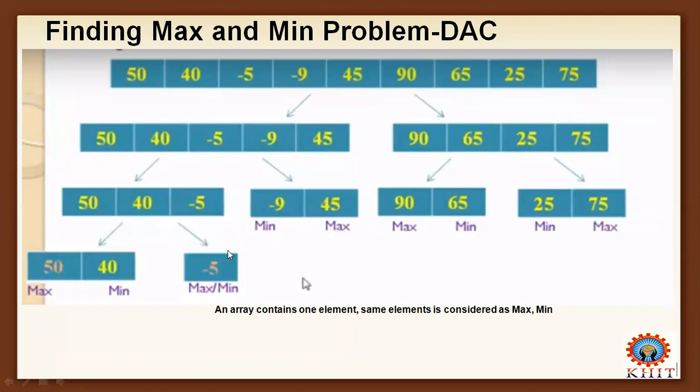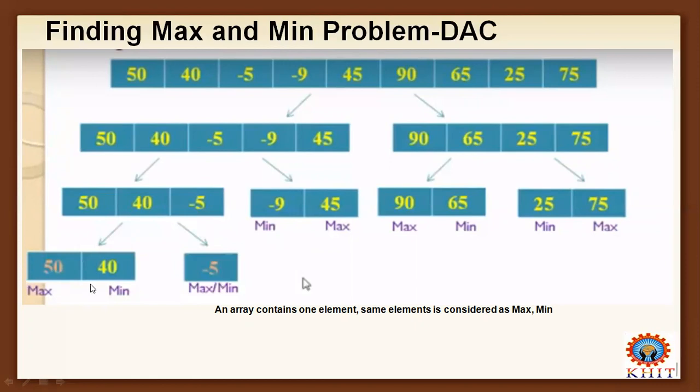The array can contain only one element. When an array contains only one element, the same element is considered as both the minimum element as well as the maximum element. So here, this is the generated sub-array; there is only one element in the array. Why? Because if an array contains only one element, that same element is the maximum element and minimum element in the array.